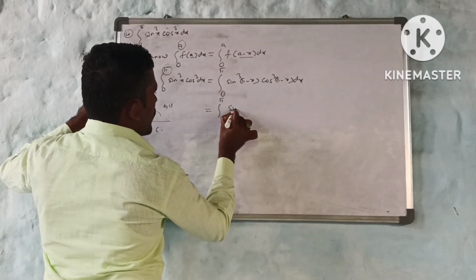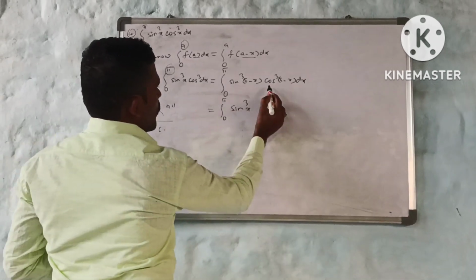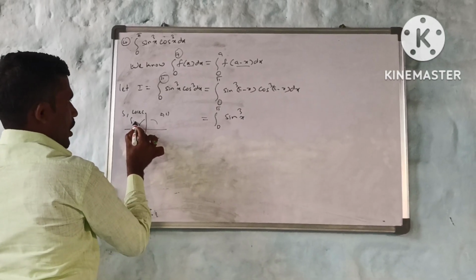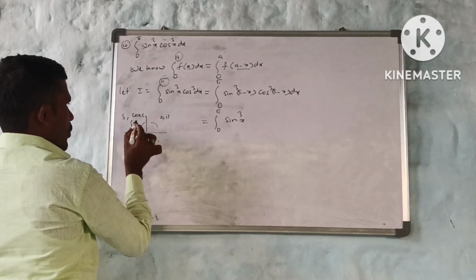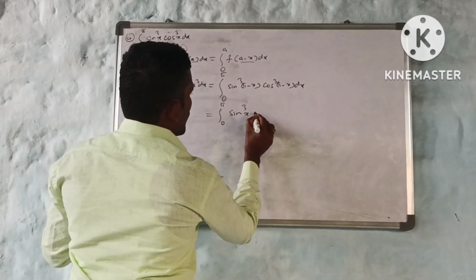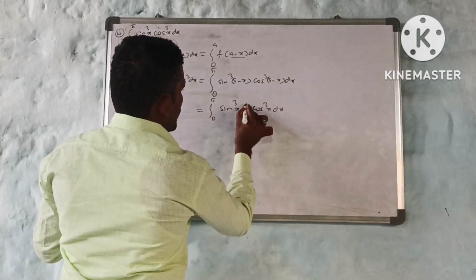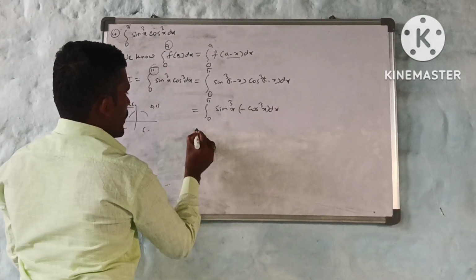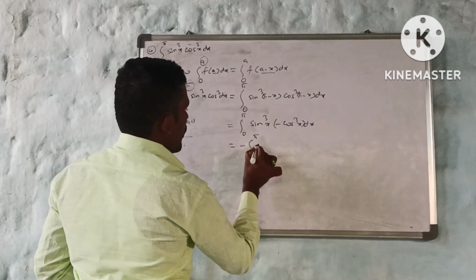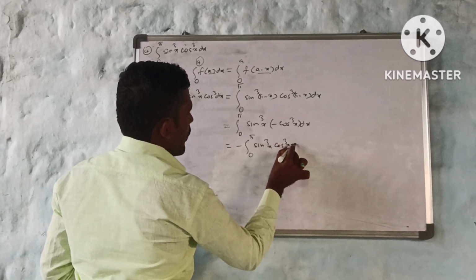So then what we get here again is sin cube x. And next, cos(180 minus theta). 180 minus theta is in the second quadrant; in the second quadrant only sin and cosecant are positive, but cos is negative. So we get minus cos cube x dx. So minus, taking it out, minus integral 0 to pi sin cube x cos cube x dx.